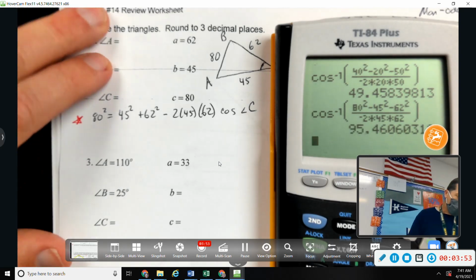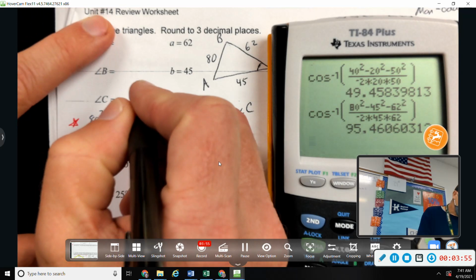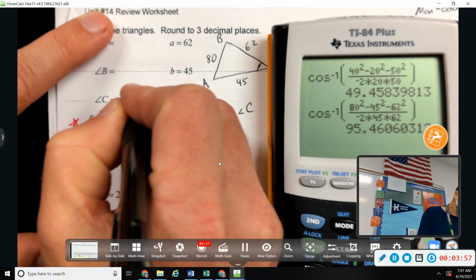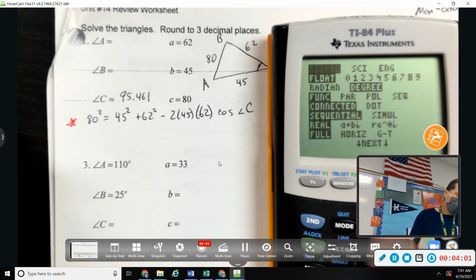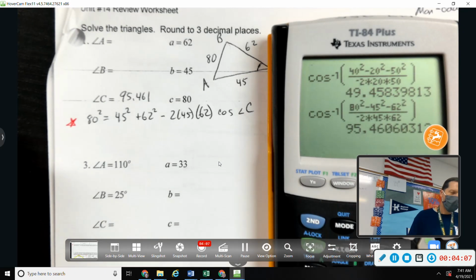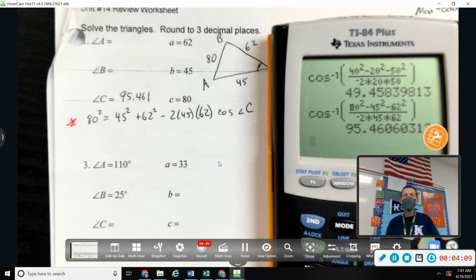So 95.46. Are you in radians versus degrees? If you get a weird answer, it's probably because you're in radians versus degrees, although it could be that you put in something wrong. So it's a good check.